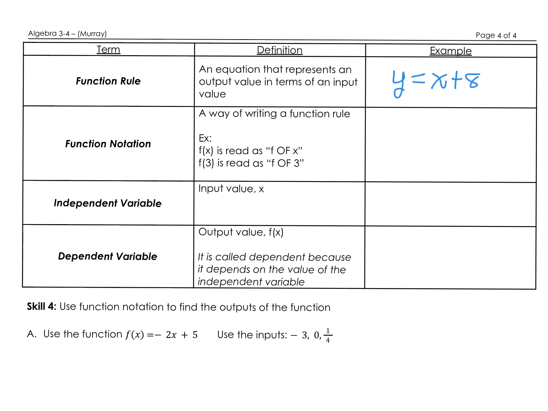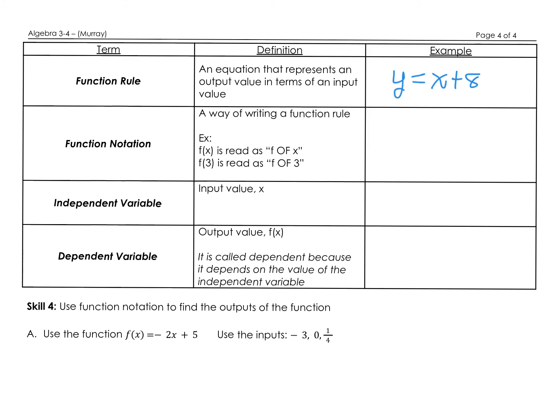Then we're going to get fancy and put it in what's called function notation. So function notation is just a way of writing a function rule. Here's your function rule. It's a different way of writing that function rule. And essentially, we replace the output value, which is y, with the function notation. And function notation is usually this f of x. It's read f of x. It can be f of x, g of x, h of x, t of x. It can be any letter of the alphabet. The most popular one is f of x.